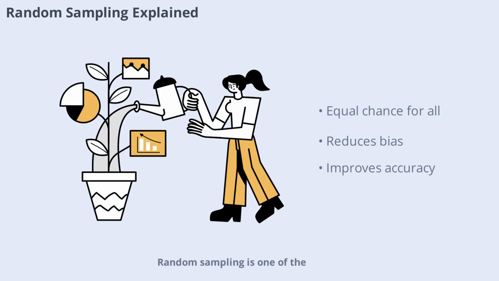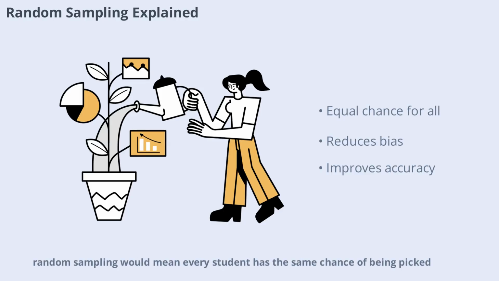Random sampling is one of the most important techniques in inferential statistics. It means every member of the population has an equal chance of being selected for the sample. This approach helps ensure that the sample is unbiased and truly represents the population. For example, if you're surveying students in a school, random sampling would mean every student has the same chance of being picked, regardless of grade or background.